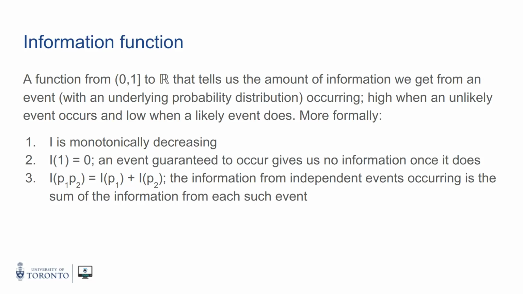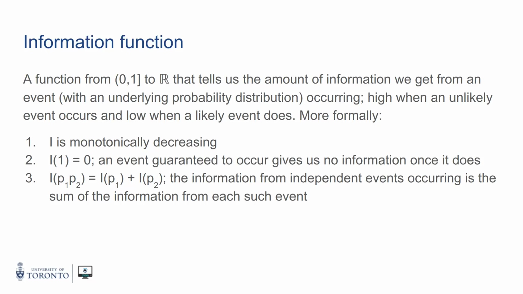Okay. So if we do this, and we also apply our monotonically decreasing assumption, we actually get that the information function takes on this form, which is 1 over log base b of p for some base b, which is also just negative log base b of p.